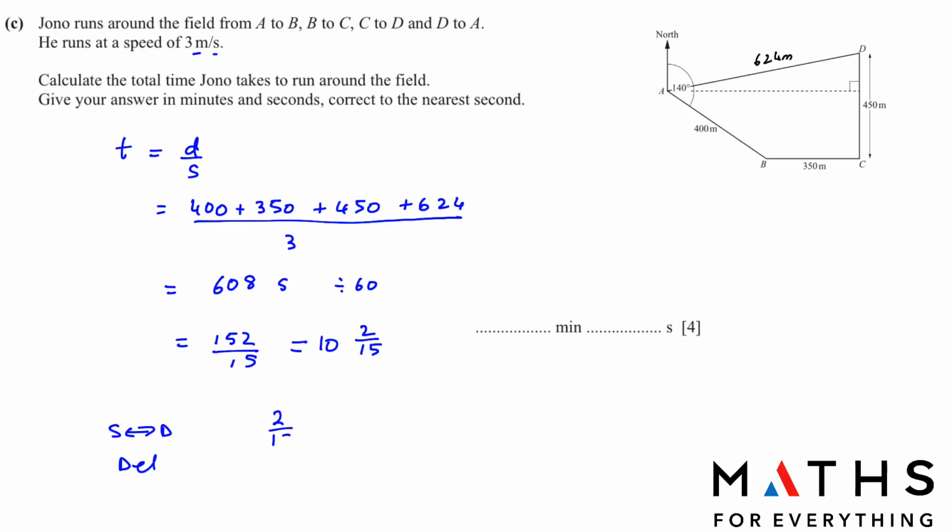Then 2 over 15, so the minutes are 10. And 2 over 15, to change it into seconds, multiply by 60. That will be giving us 8. So 10 minutes and 8 seconds. It's very easy to solve if you change it into a mixed number, whether you are changing hours to minutes or either way around.